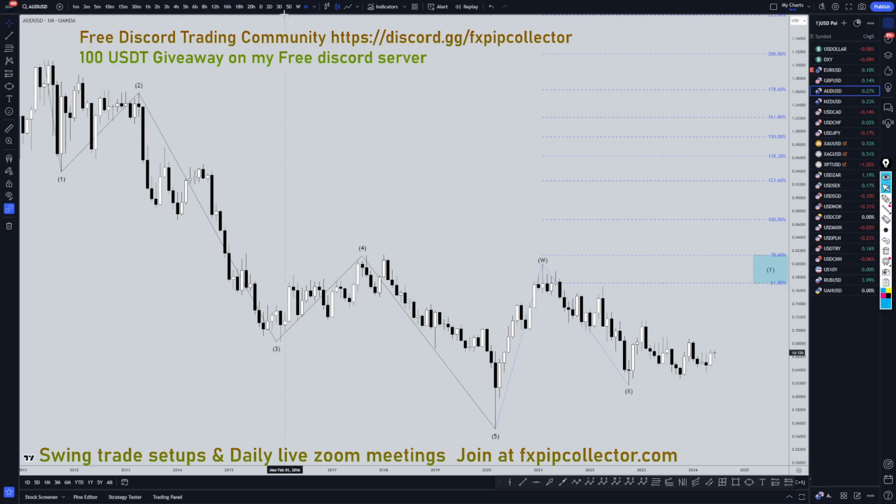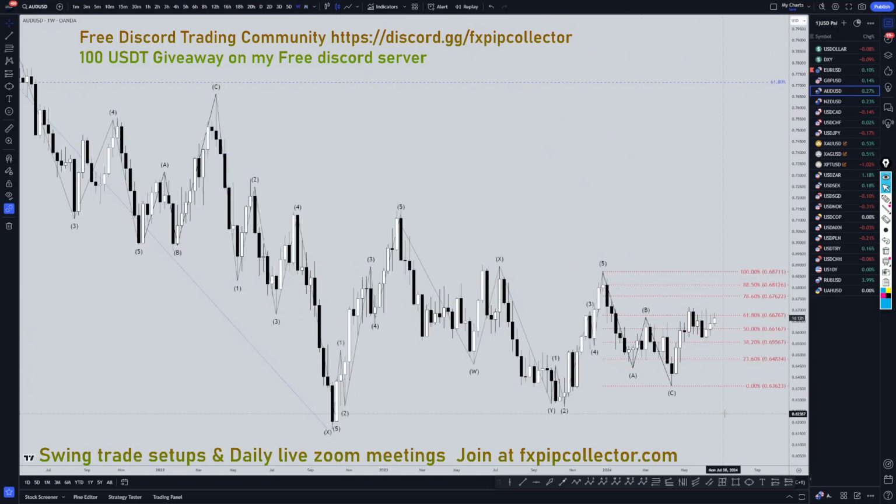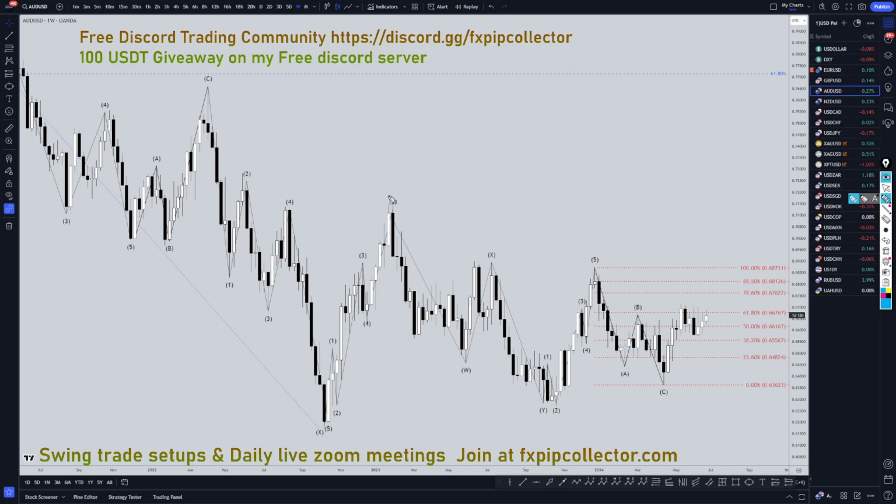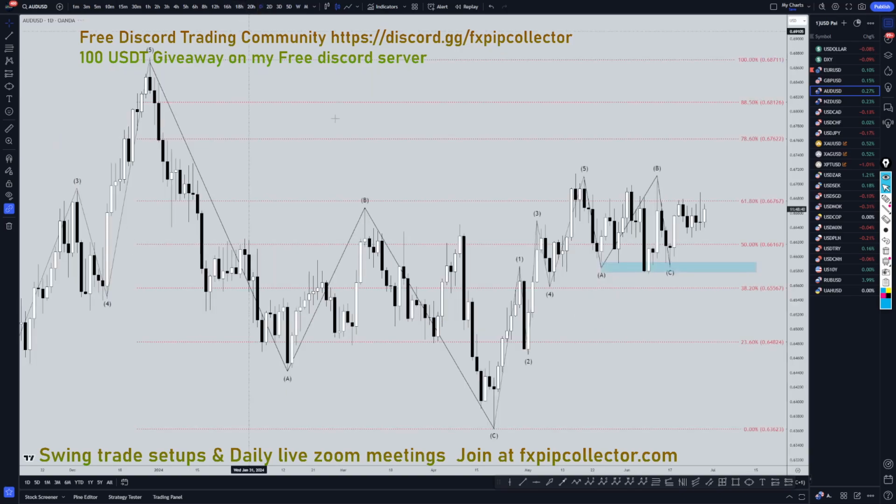So heading down to the weekly time frame. On the weekly time frame, I think this over here is the A of Y. I think this is a WXY right here that ends the wave B of wave Y. I think this right here is a 1. I think this right here is a 2. I think this is more likely going to continue the uptrend for a wave 3, which I think is a wave 3 of wave C, which I think is a wave C of wave Y. So keeping all that in mind, let's take it down to the daily time frame.